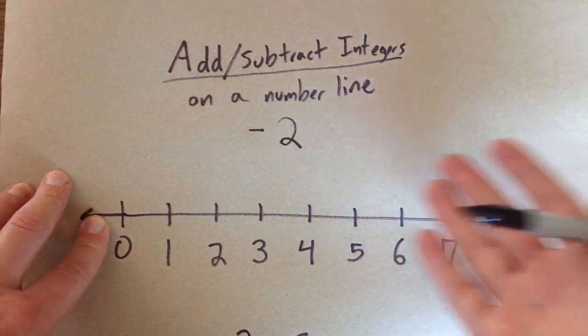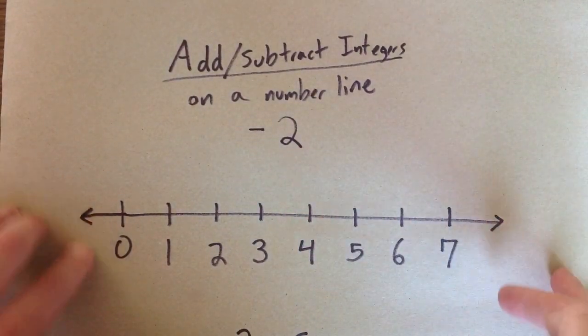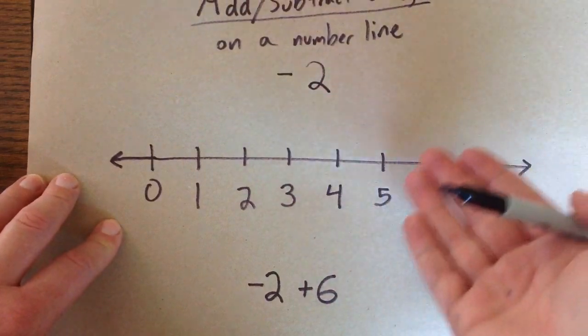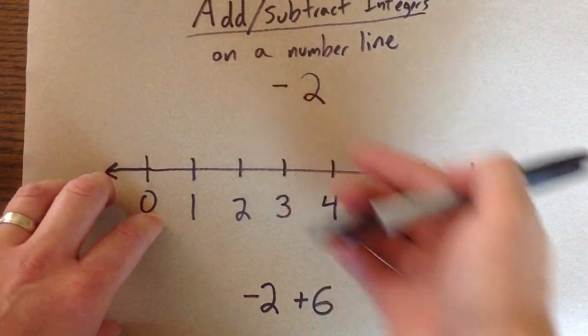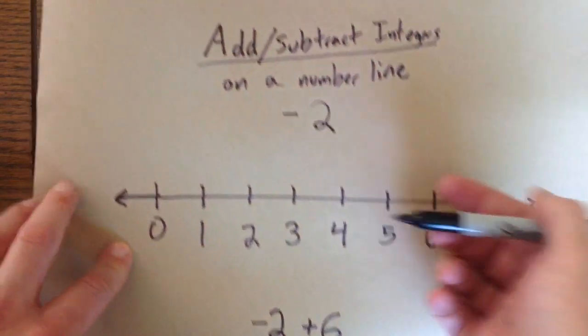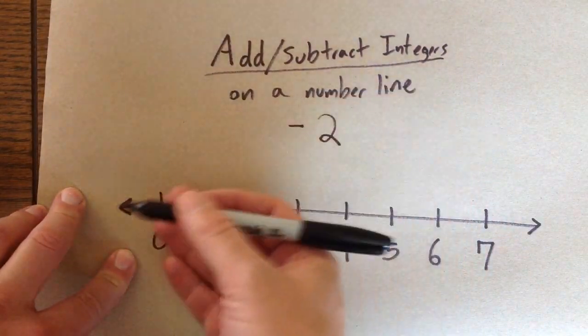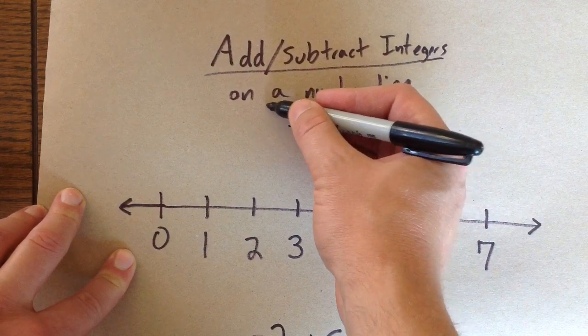All it is is a name for those kinds of numbers. So it's nice because then there's no decimals, no fractions, none of that. It's just whole numbers and the opposite of those whole numbers. So let's just take an example of a subtraction problem.